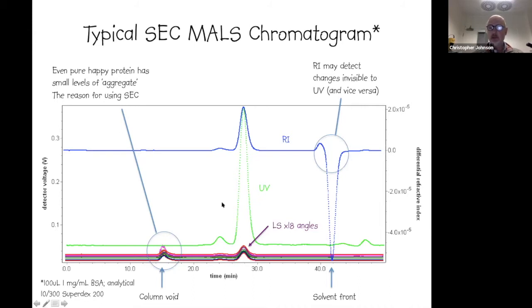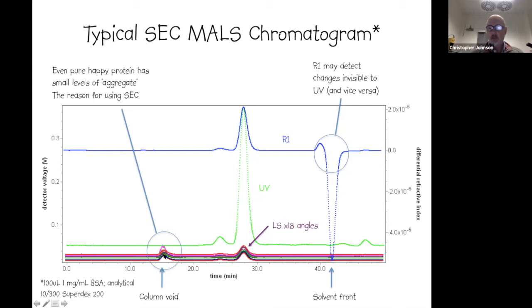I have to say that if you use the Superdex 200 Increase columns, which are now more commonly available and pretty well universally used, then the resolution of these species, this is a monomer of BSA and this is a dimer, the resolution is hugely improved, and so you get even better separation of the monomer and the dimer. But in terms of more general features, we can see when we look at the light scattering signals here, which are all these lines, there are potentially 18 angles overlaid here.